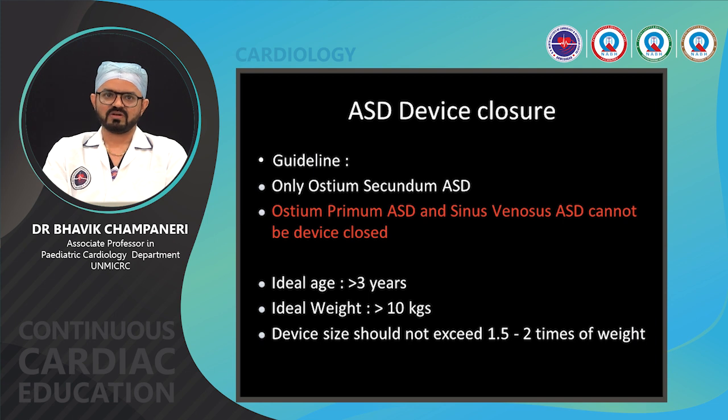The ideal age for ASD device closure is more than 3 years, although some people are doing it at less than 3 years, around 2 to 3 years of age. Ideally it is better to occlude the atrial septal defect with a device after the age of 3 years. Ideal weight would be about 10 kilos or more. Again, these are ideal scenarios and not necessarily strict criteria.